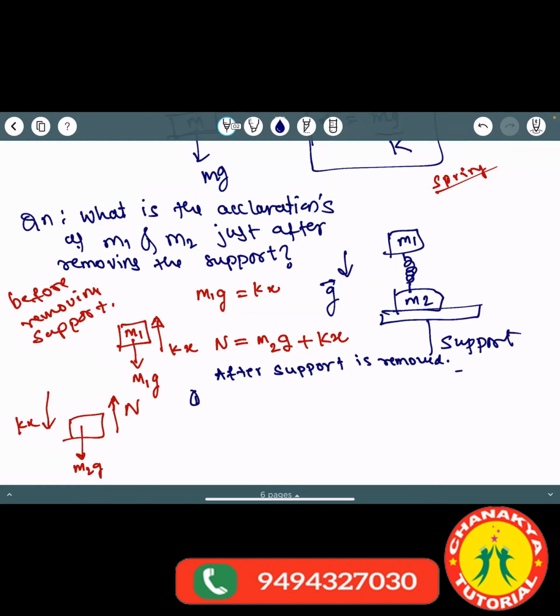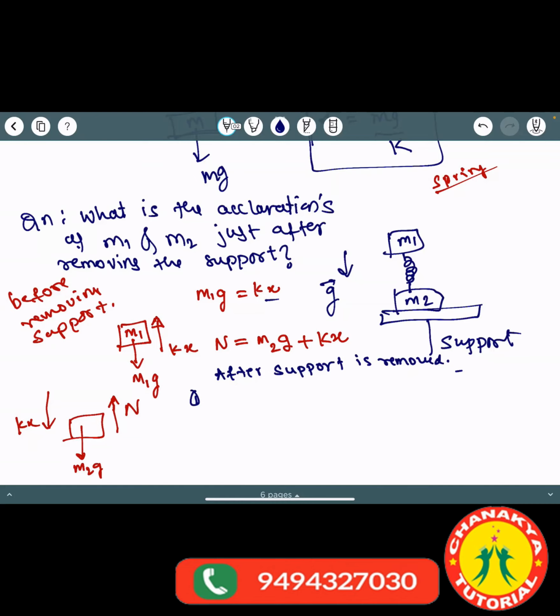I'm asking, see, you have written there are many forces. You have written Kx, M1G, M2G, normal. Which force will not come into picture if there is no support? Samita. Sir, is M1 attached to the ceiling? No, everything is in air. Did I attach? Am I showing any string there? Don't think too much.